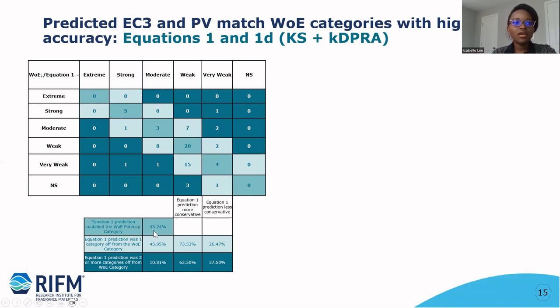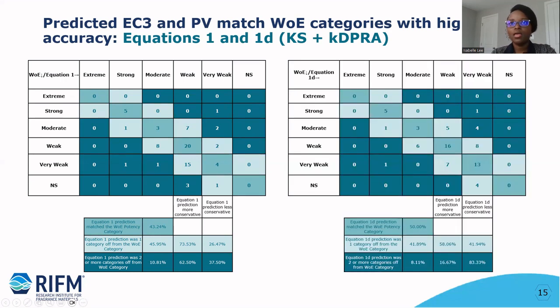But something to appreciate here is that 43% of the materials for those predicting the EC3 were within the exact match, and 45% were off just by 1 category. And so in combination, you see that about 88% of the materials were captured within a good accuracy of prediction. And then this here is the human potency value prediction equations, and you have an increase to 50% of materials being predicted within the exact matching category, and 41% being off only by 1 category. And so 91% of the materials were captured, which was also pretty good.